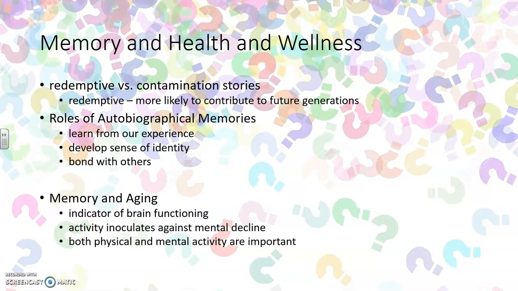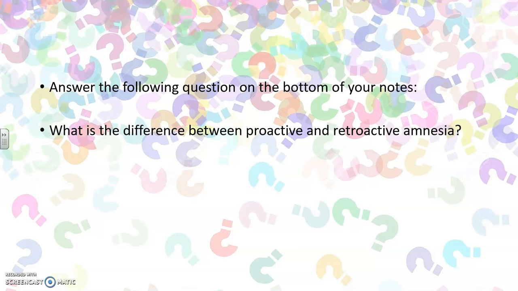Memory and aging. Again, the older we get, our mental abilities start to decline. But being both physically and mentally active is super important. We don't want to hinder brain development at a young age, and a lot of the activities occurring nowadays are really dampening memory building in your brains. Here I want you to write down somewhere the difference between proactive and retroactive amnesia. If you need to look back in your notes, go for it, but try to come up with a way to remember that, because this is very confusing and it's usually always tested.